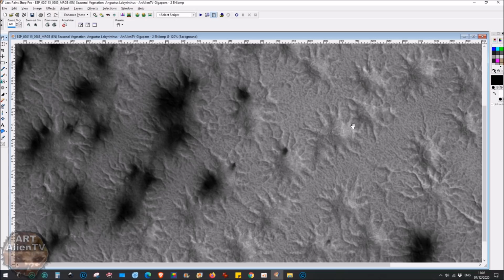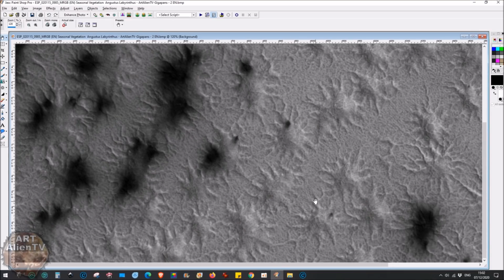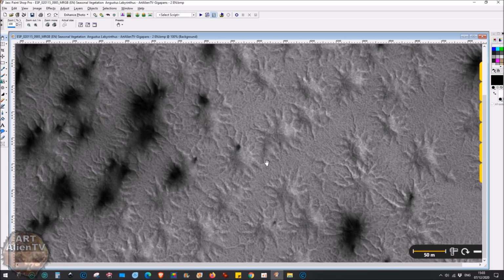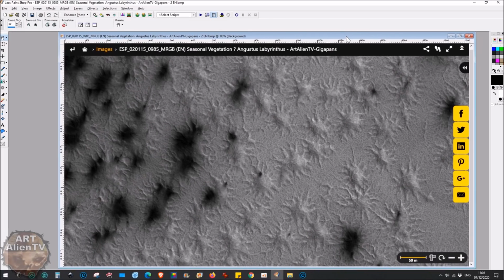Now, what if these are plants that are growing below the surface? They may be crawling plants. In other words, they may be able to move around like sea urchins do and crawl around on the surface or just below the surface. Is that possible? Maybe. There are many types of creatures on Earth that live in ice. Most of them are microbial.